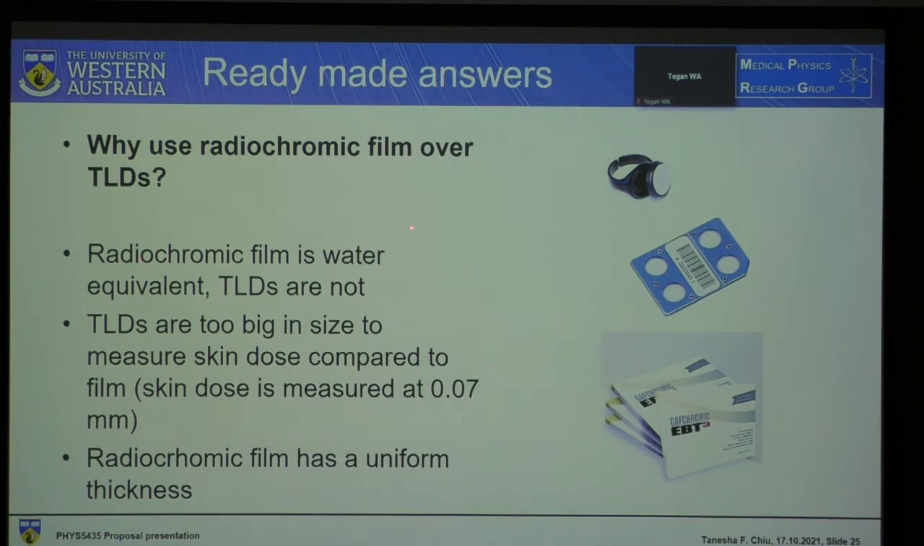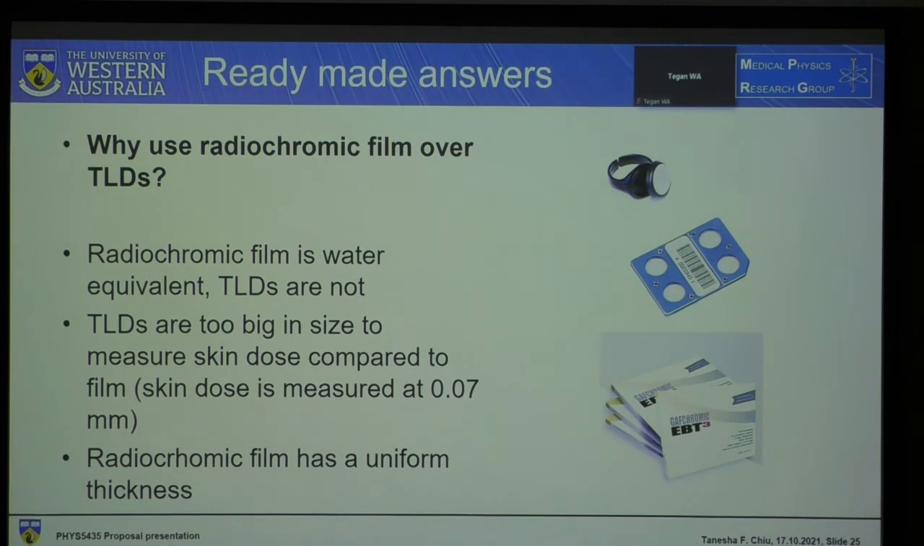So for radiochromic film, it is water equivalent and TLDs are not. Same for ion chambers. TLDs and ion chambers are too big in size to measure skin dose compared to film, since skin dose is usually measured at around 0.07 millimeters. And lastly, radiochromic film has a uniform thickness.